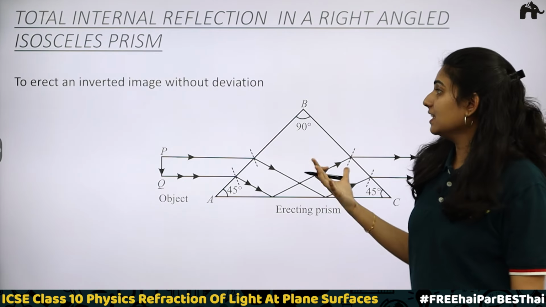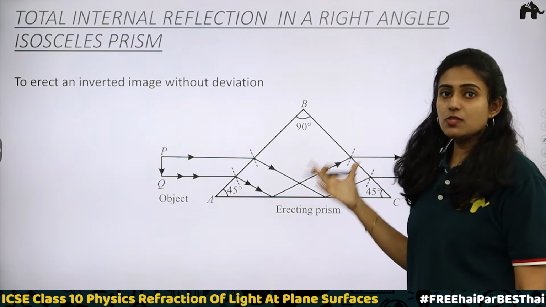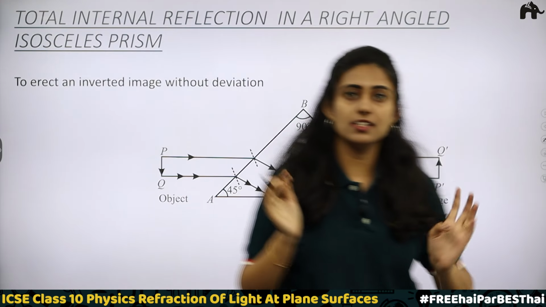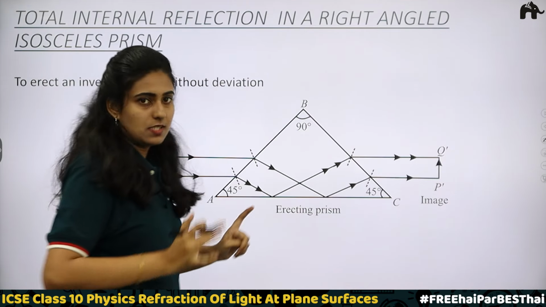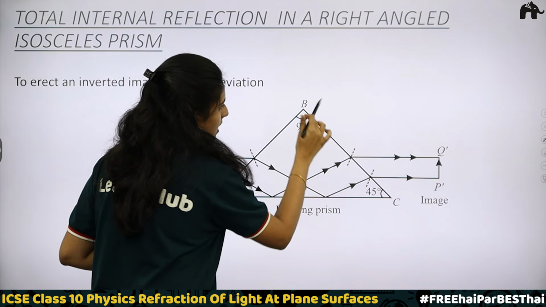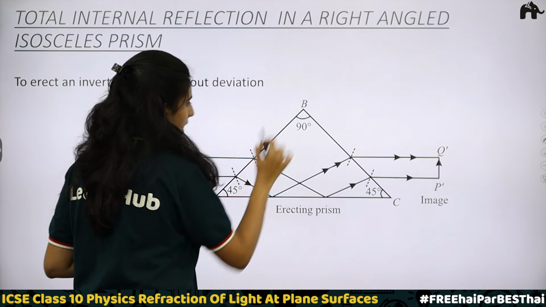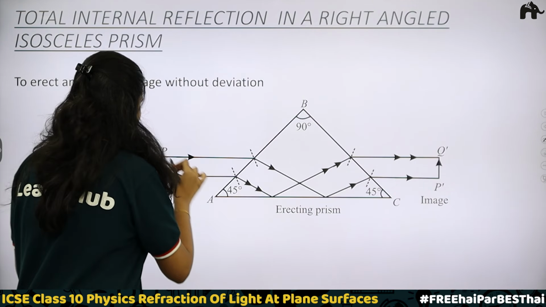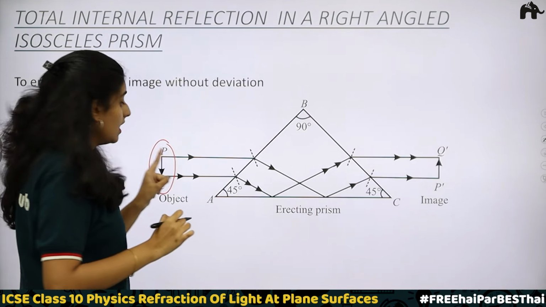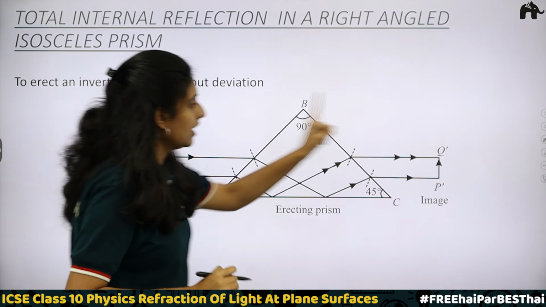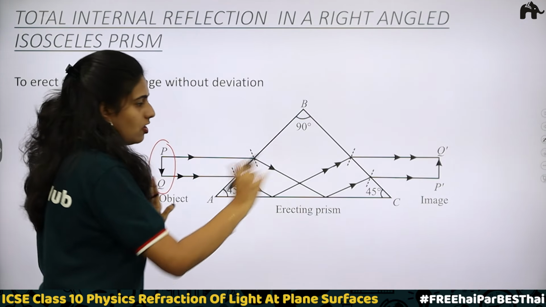Okay, clear? Next, the third is to erect an inverted image without deviation. So here again we are using the same right angled isosceles prism. So this is your prism. Here we have the angle 90 degree. These two angles are 45 degree. Equal sides are BA and BC. We have an object PQ which is an inverted object. We are going to get the erect image of this inverted object on the opposite side.